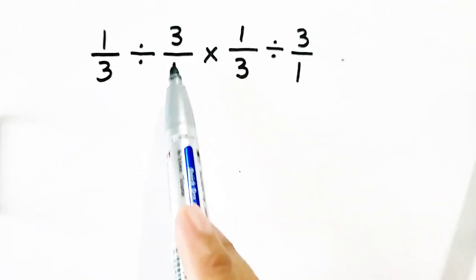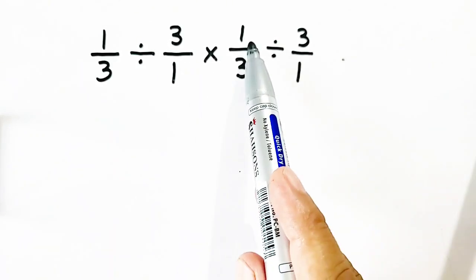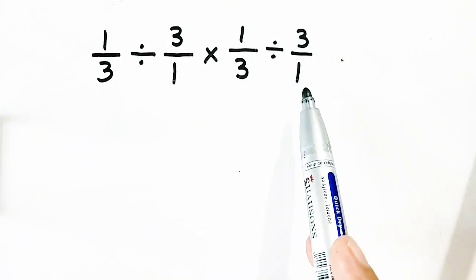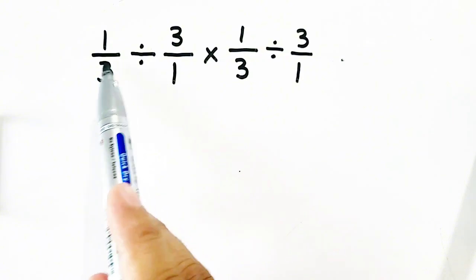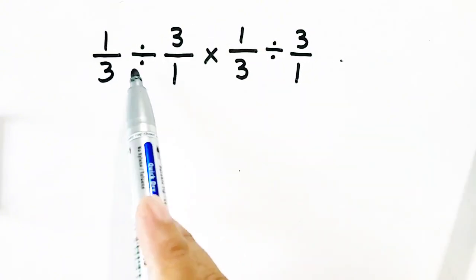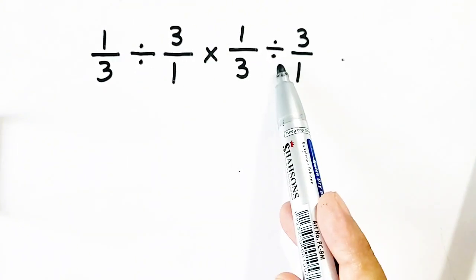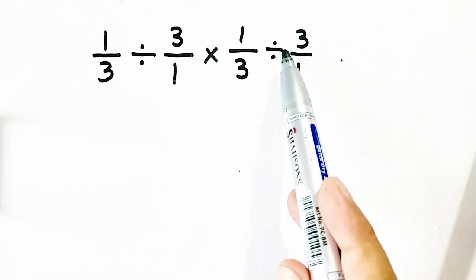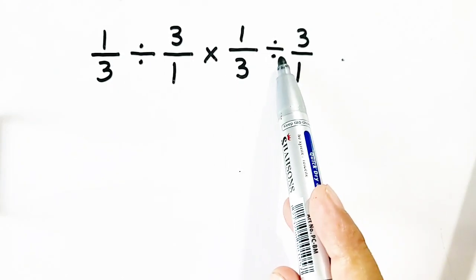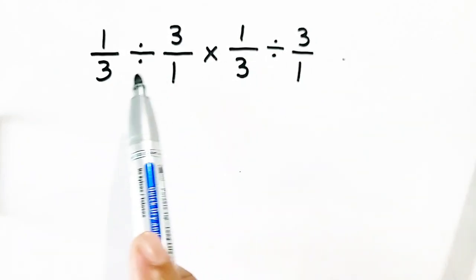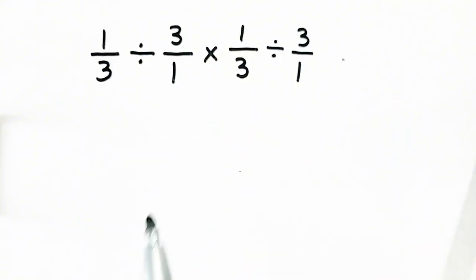1/3 ÷ 3/1 × 1/3 ÷ 3/1. Remember that 3 is not cancelled with 3 because it is division. And here also 3 is not cancelled with 3 because it is division between two numbers. So its answer is not 1.